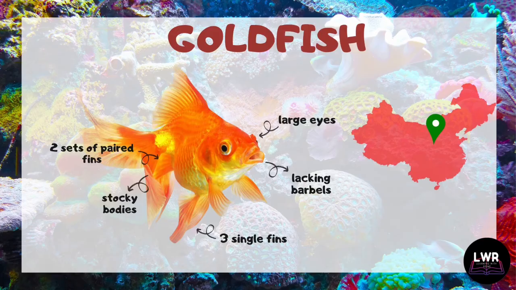Goldfish. Goldfishes have no scales on their heads, lacking barbels on their upper jaws and teeth. They have large eyes, great senses of smell and hearing, stocky bodies, 2 sets of paired fins, and 3 single fins. They are commonly kept in aquatic aquariums worldwide, but they originated from China. In the wild, goldfishes can be found in slow-moving lakes, ponds, and rivers.